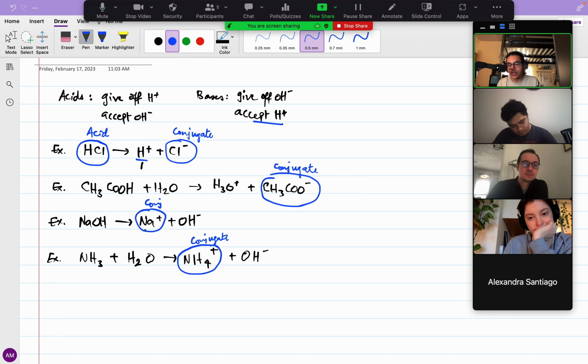Yeah. This is important to classify acids and bases as Bronsted or Lewis. I always forget which one's which, but it's one of these distinctions.